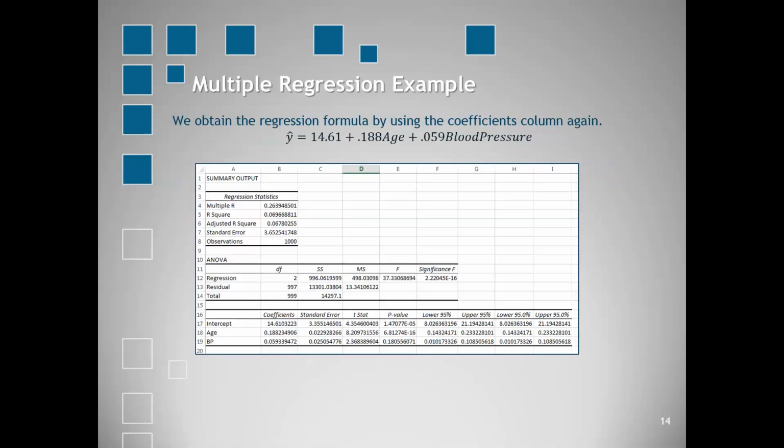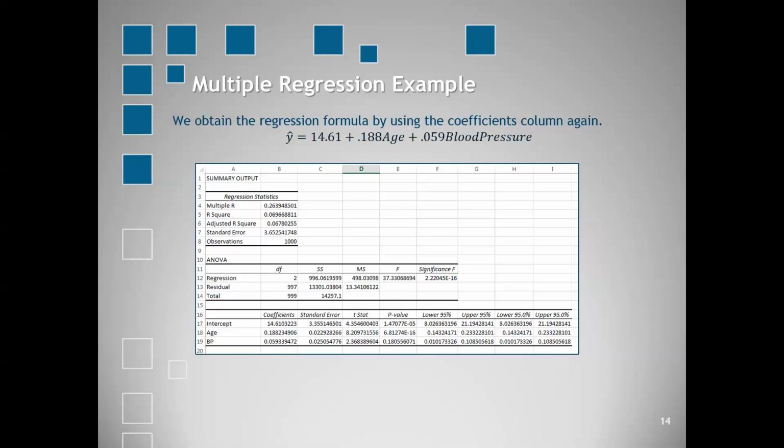So let's do an example in Excel. We're going to predict the length of hospital stay using not only age, but also a person's blood pressure. Excel gives us the following results. First, we're going to obtain the regression formula by using that coefficients column in the third table again. Our y-intercept is 14.6. The slope for age is 0.188, and the slope for blood pressure is 0.059.